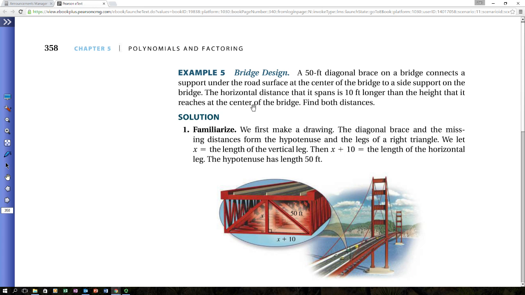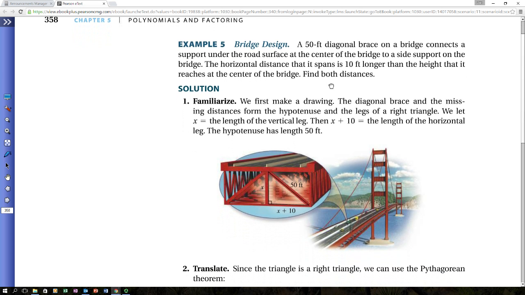So let's look at example 5 here. It says a 50-foot diagonal brace on a bridge connects a support under the road surface at the center of the bridge to the side support of the bridge. I'm definitely hoping they draw a picture, right? The horizontal distance that it spans is 10 feet longer than the height that it reaches at the top of the bridge. Find both distances, okay?